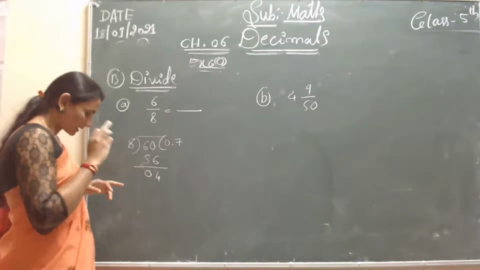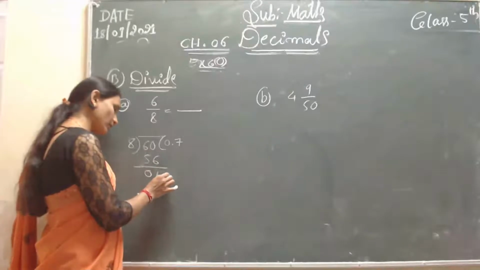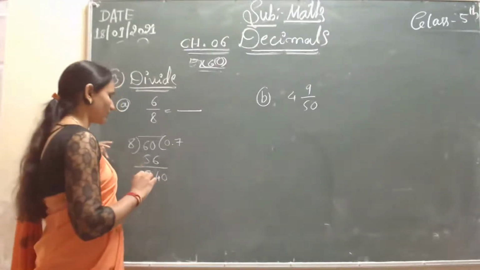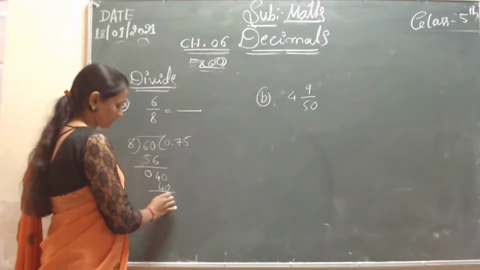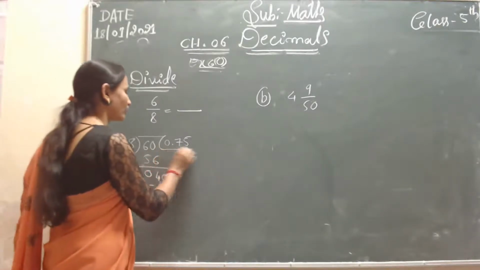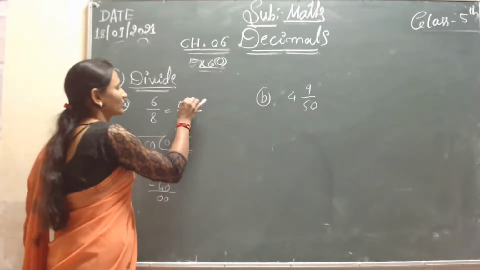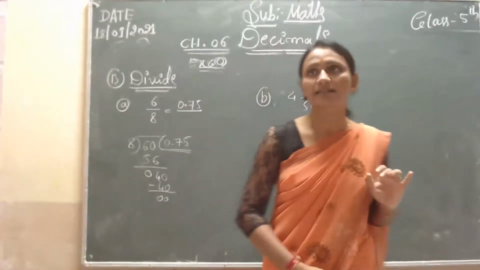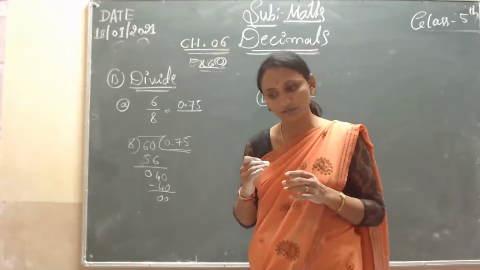Students, one time you have to write 0 point, and you have to take the dividend with 0 again. Sometimes you repeat this. What is the value? That is 40. So 40 means you write here 8 5s are 40. You have to subtract. So we get 0. The quotient is 0.75. So 6 by 8, when you divide, you get the result 0.75. Okay, students.